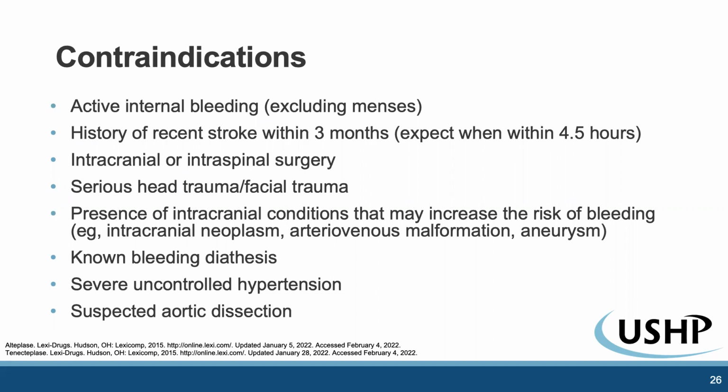Third, intracranial and intraspinal surgery. Fourth, serious head trauma or facial trauma. And the next would be the presence of intracranial conditions that may increase the risk of bleeding, for example, intracranial neoplasm or an aneurysm. And then additionally, we have known bleeding diathesis, as well as severe uncontrolled hypertension and suspected aortic dissection.